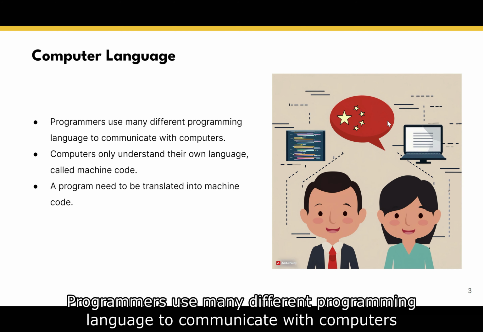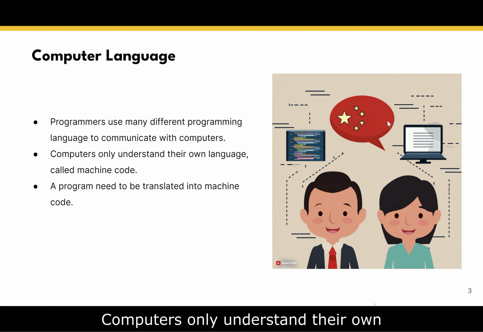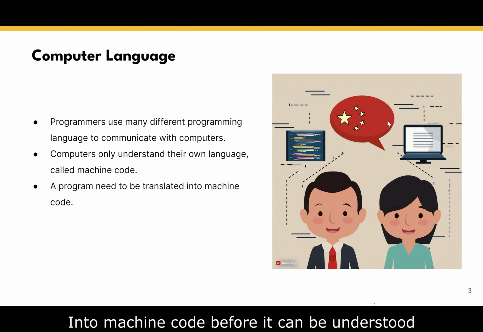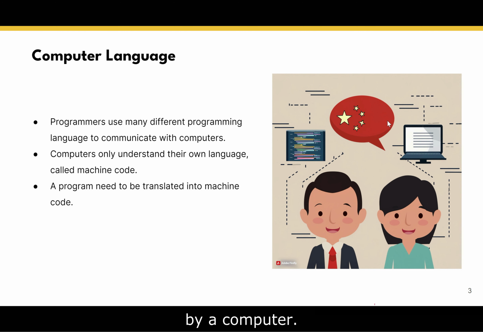Programmers use many different programming languages to communicate with computers. Computers only understand their own language, called machine code. A program needs to be translated into machine code before it can be understood by a computer.